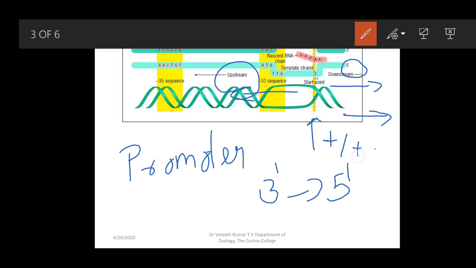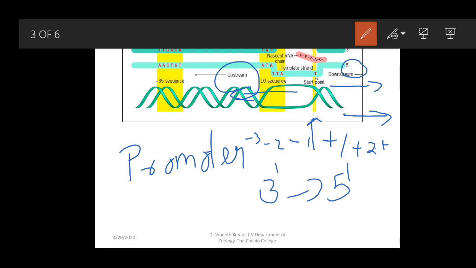From there it will move to +2, +3, etc. And from here towards the upstream sequence, it will start from here -1, -2, -3, etc. So minus sign refers to upstream sequence, plus sign refers to the downstream sequences.